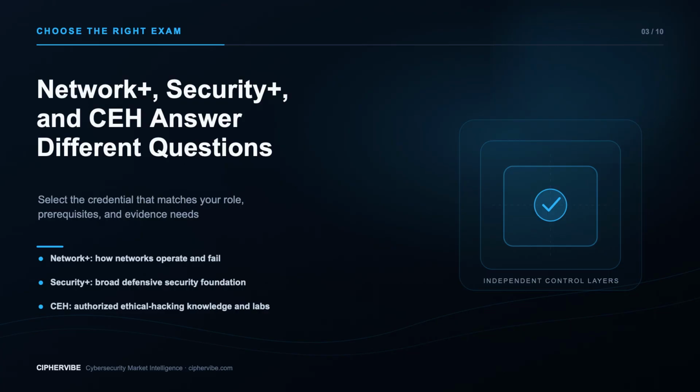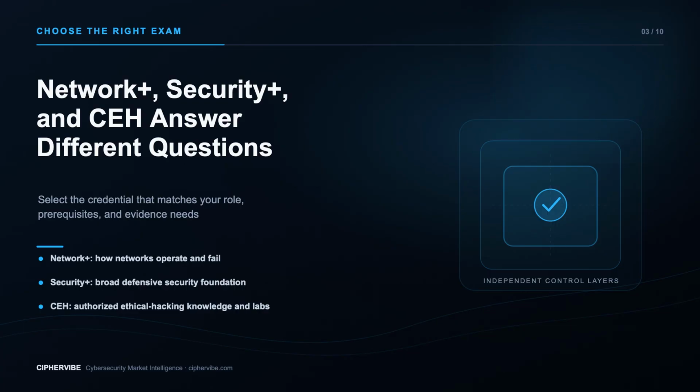CEH v13 presents a wide ethical hacking curriculum and, depending on the product, knowledge, practical, lab, engage, and competition components. The official page currently describes a 4-hour, 125-question knowledge exam and a separate practical path, but eligibility, package, and award details must be verified for your region.